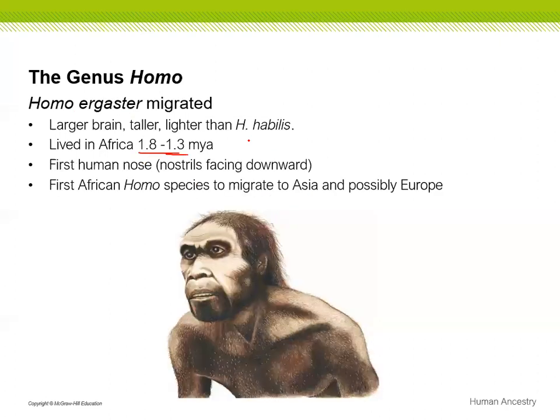Eventually, though, the more dominant species survives and the non-dominant one dies. Why is this a more dominant species? Taller, stronger, lighter, bigger brain, right?